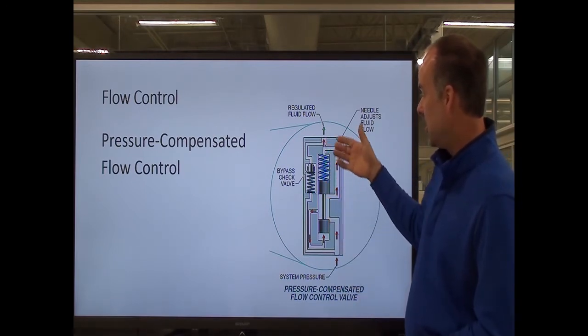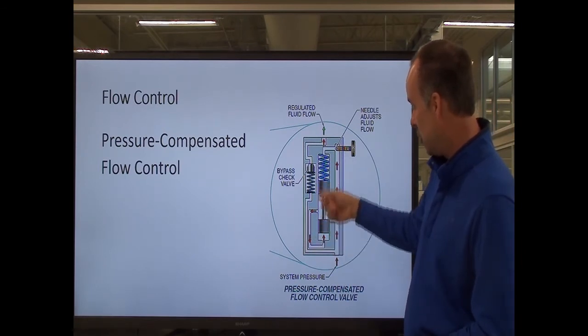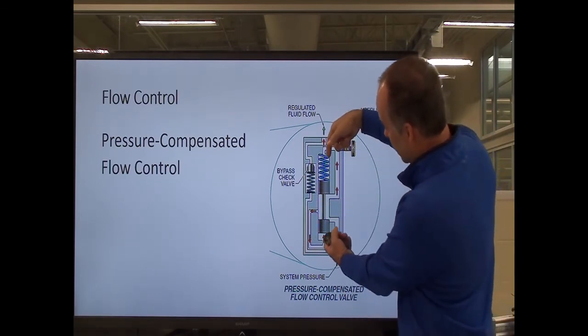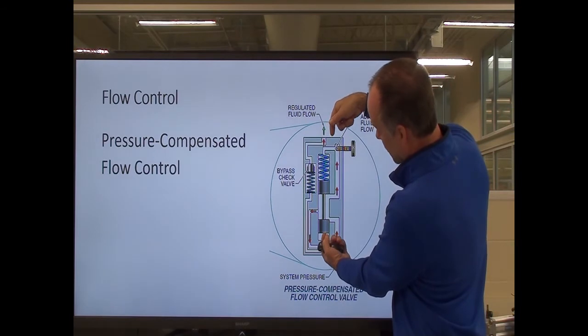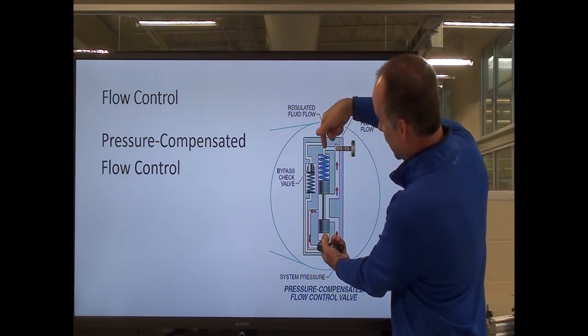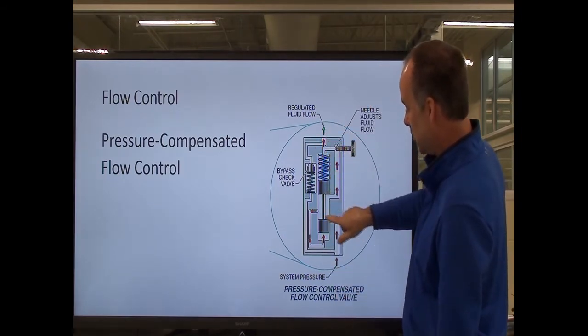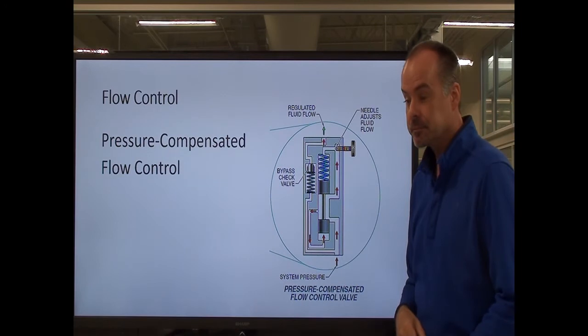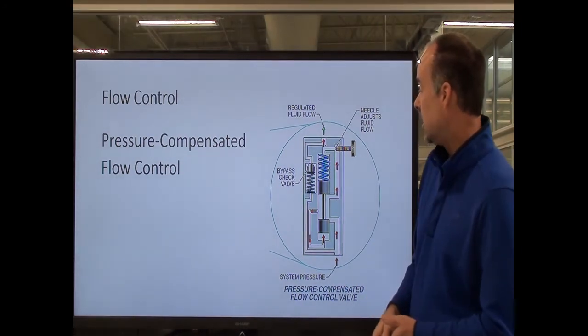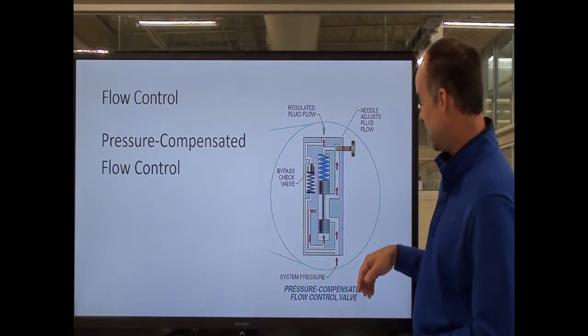So by having this moving spool in here, I've got a balanced load where I've got my system pressure here and my regulated pressure here. And as the pressure changes, the spool shifts to compensate for those changes in pressure to maintain a constant flow. So just another type of flow control valve.